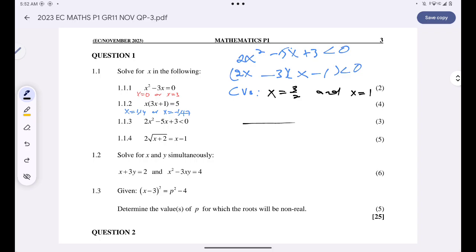After writing down the critical values, just place them on the number line. You'll have 1 and 3 over 2, right? Both of them are not included because there's no equal sign there. Are you together? So we're just going to do this.